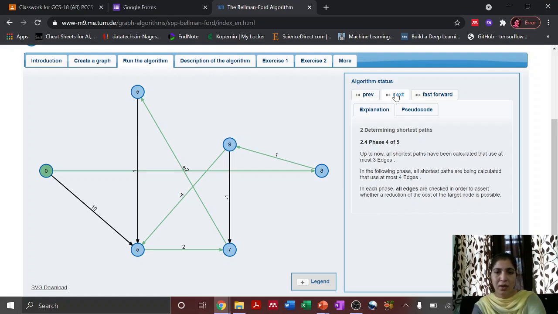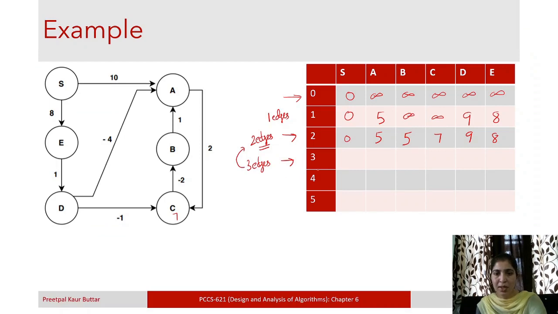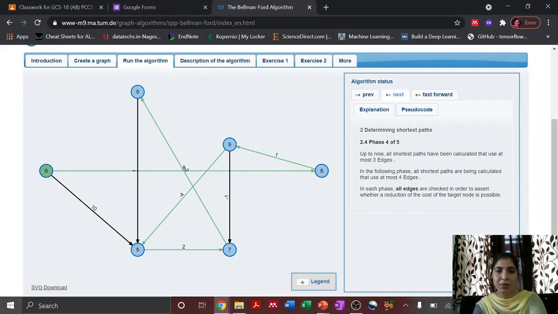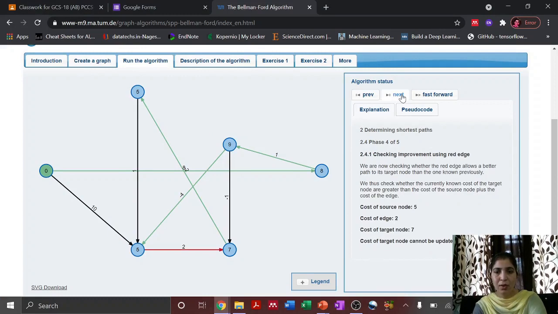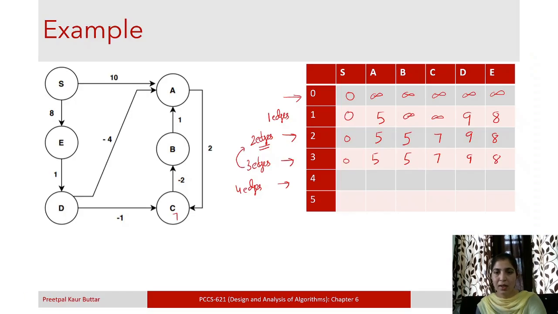Now we are ready to move to the next phase. Let me copy all the solutions from the previous iteration. Now we are here, using 4 edges. Again we will consider the edges one by one. I will just go through. I think no updation will be done here, right? So we have checked all the edges and there is no updation. So the values are 0, 5, 5, 7, 9, 8.